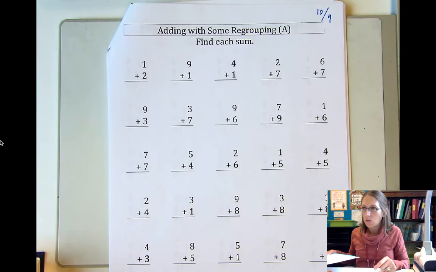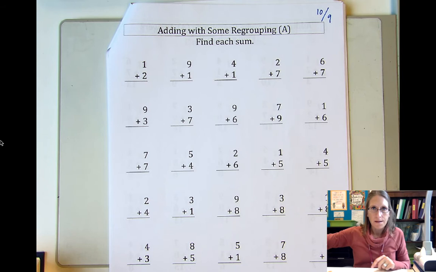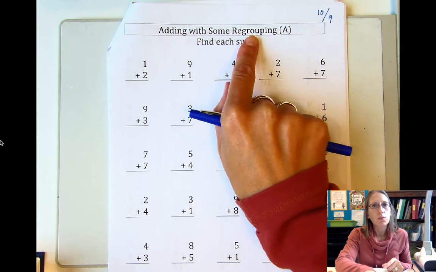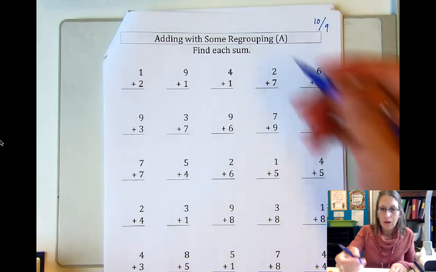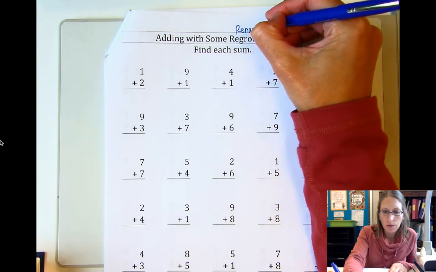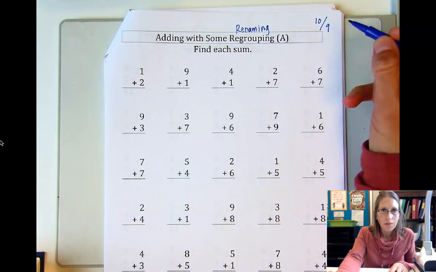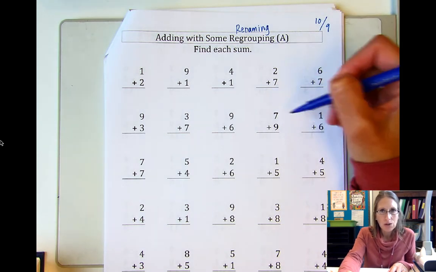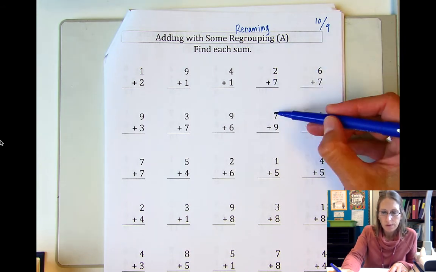And you will notice that we are doing some adding with some regrouping. Regrouping is actually another word for, in our math book, they call it renaming. And really what that means is sometimes we have too many digits in one spot in our place value chart, sort of.